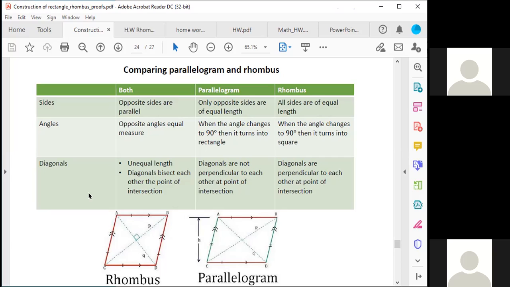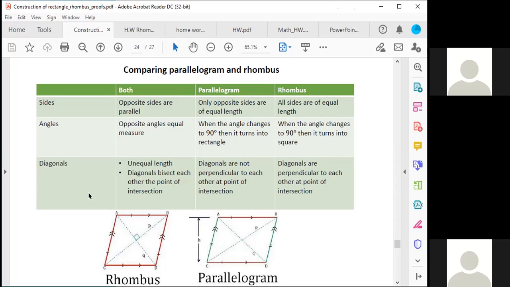Now, a parallelogram can have diagonals of equal length. So can a rhombus. So it is not a good idea to say that they are of unequal length. They can be of unequal length or they can be equal. So when both are possible, it is better not to mention anything regarding the length.